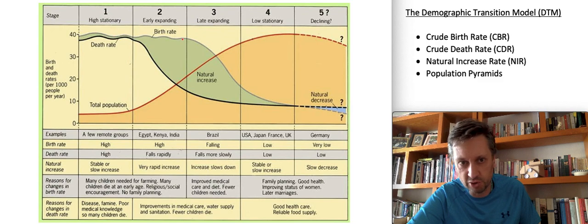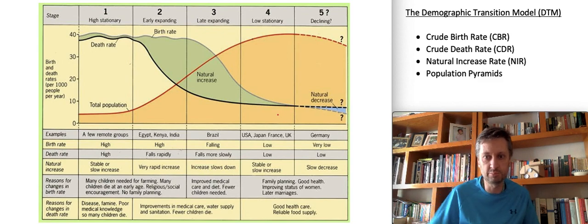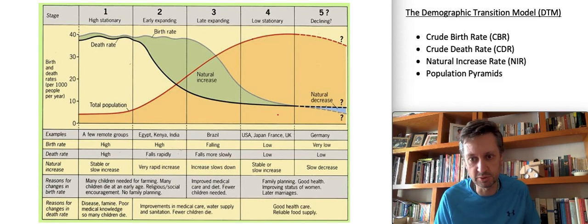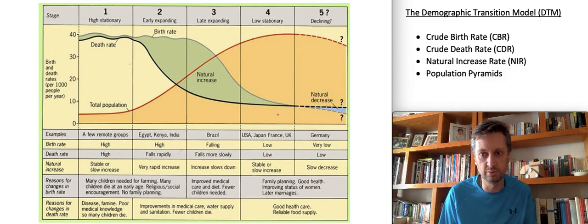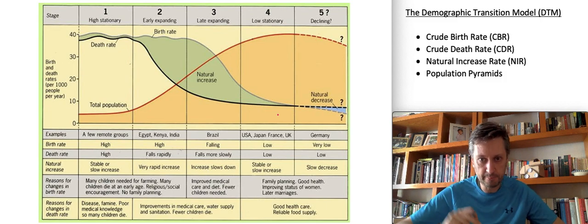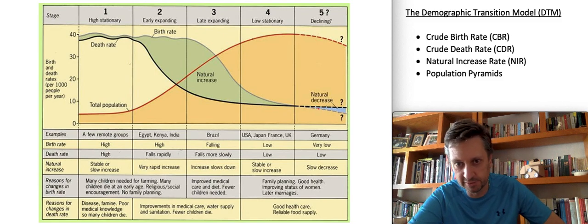Most countries strive to move towards stage 4. Stage 4 is where you've got a stable population, a low birth rate, and probably, although you can't see it on this model, a total fertility rate close to 2.1, which is the replacement rate. It's bad news when a country seems to transition into stage 5.